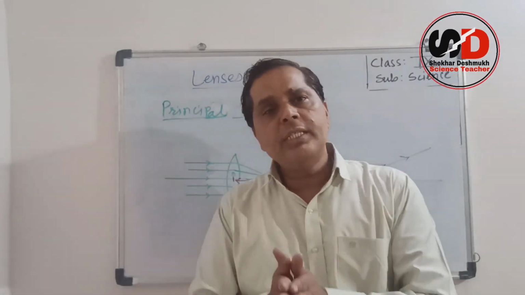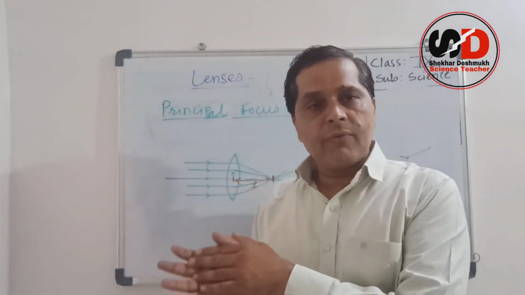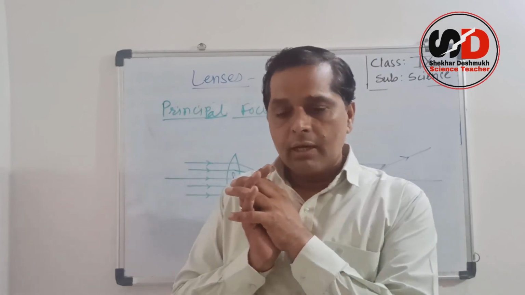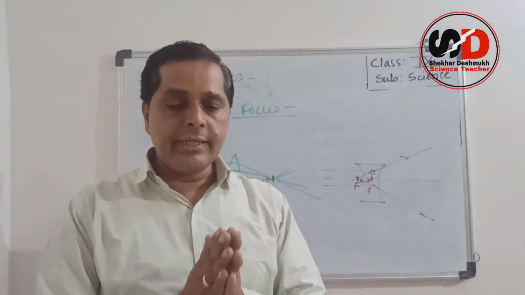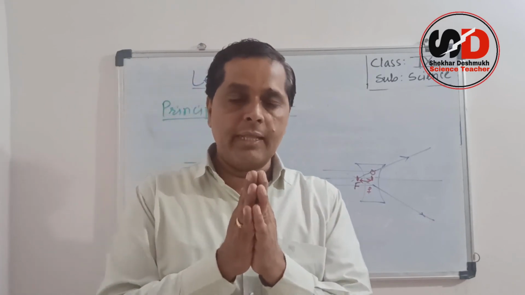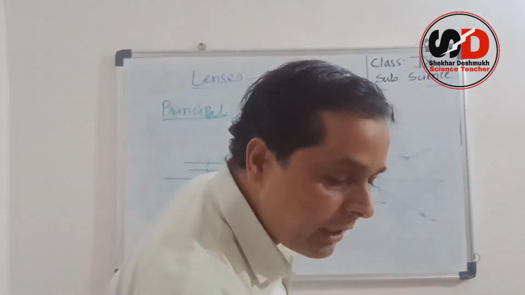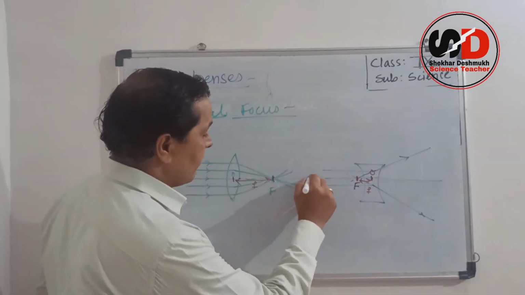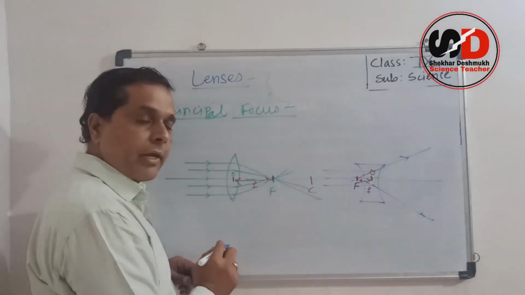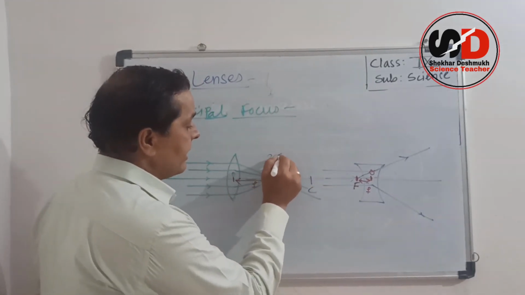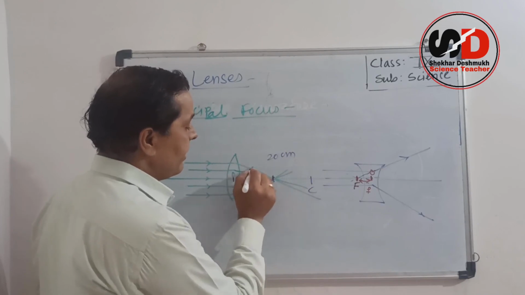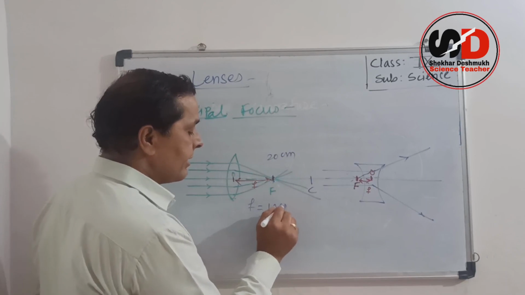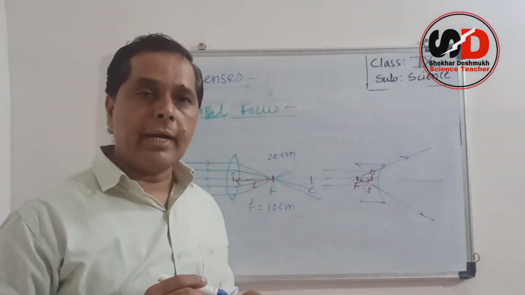And again, if we see the relation between the center of curvature and focus, the focus is definitely at the center. That means the focal length is definitely half of the center of curvature. If the center of curvature is 20 centimeter, then the focus must be at 10 centimeter. That means the focal length f must be 10 centimeter. So keep it in mind.